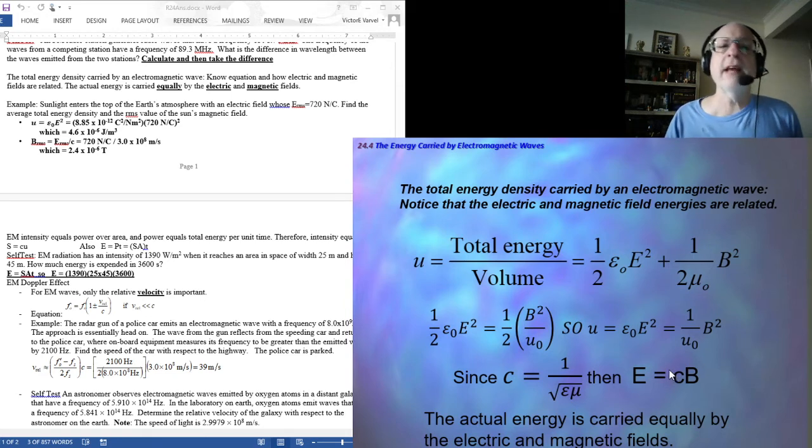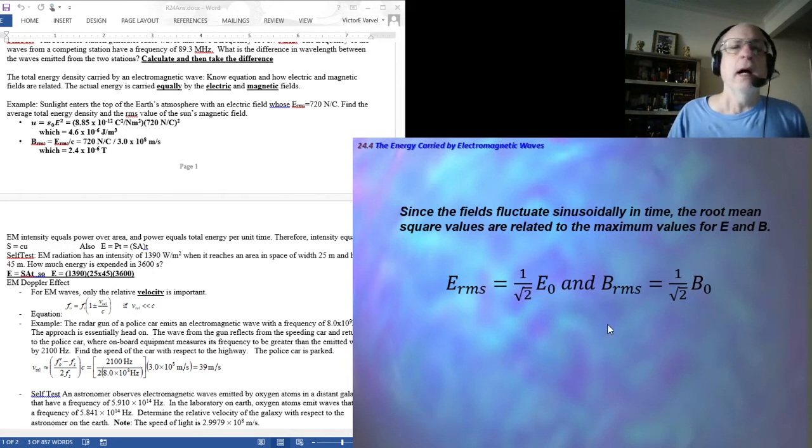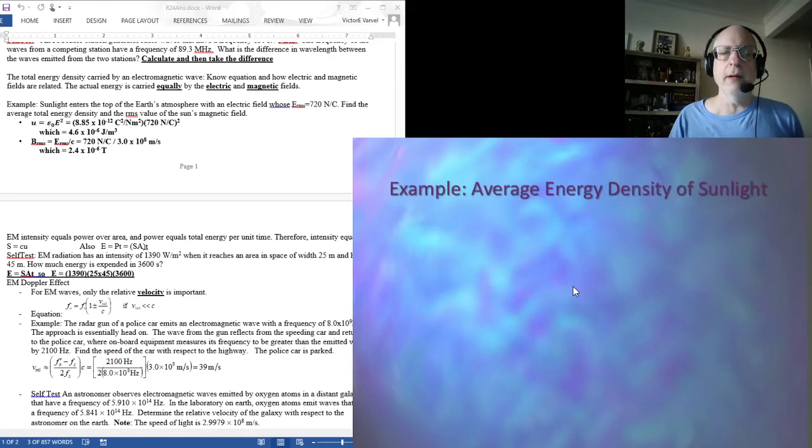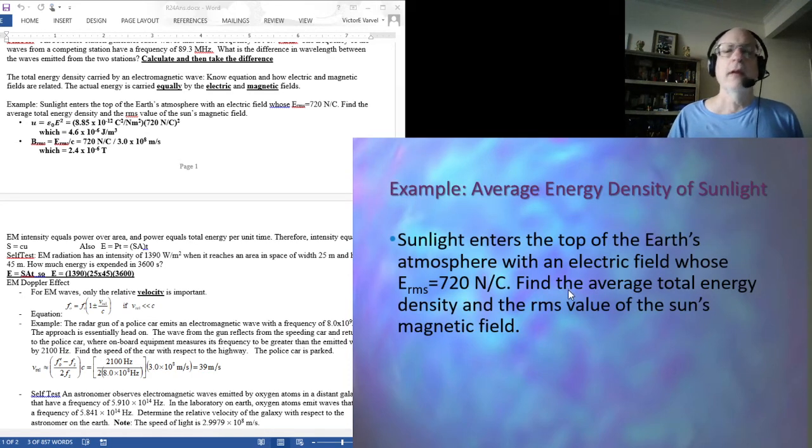So let's look at an example where I would make use of this relationship. And this is where I was telling you why it was 1/2, because of the root mean squared. So let's look at an example. Sunlight enters the top of the Earth's atmosphere with an electric field whose E root mean squared is 720 newtons per coulomb. Find the average total energy density and the root mean squared value of the sun's magnetic field.